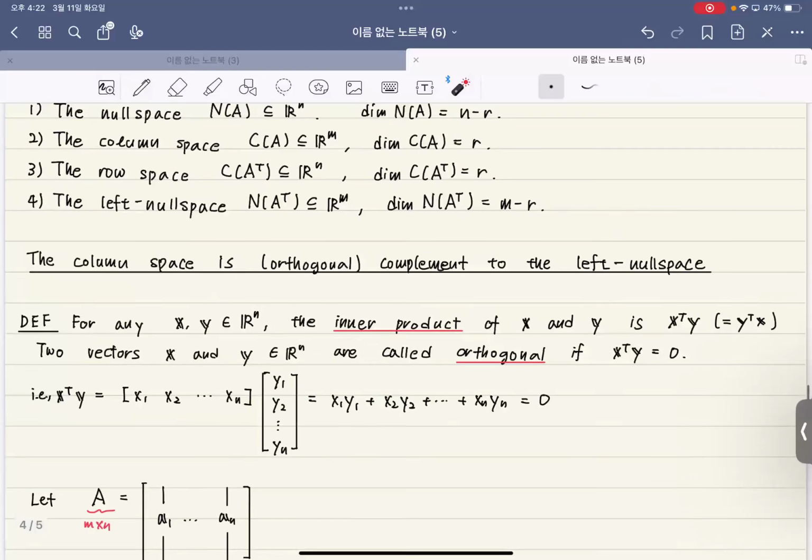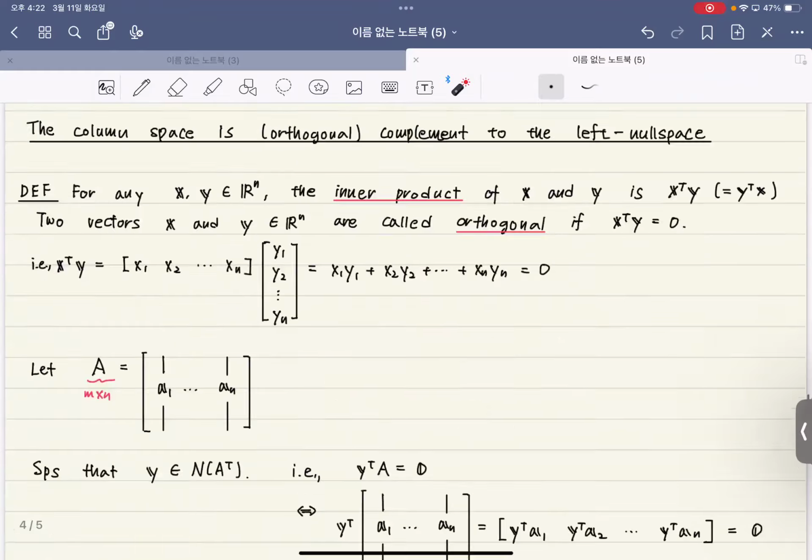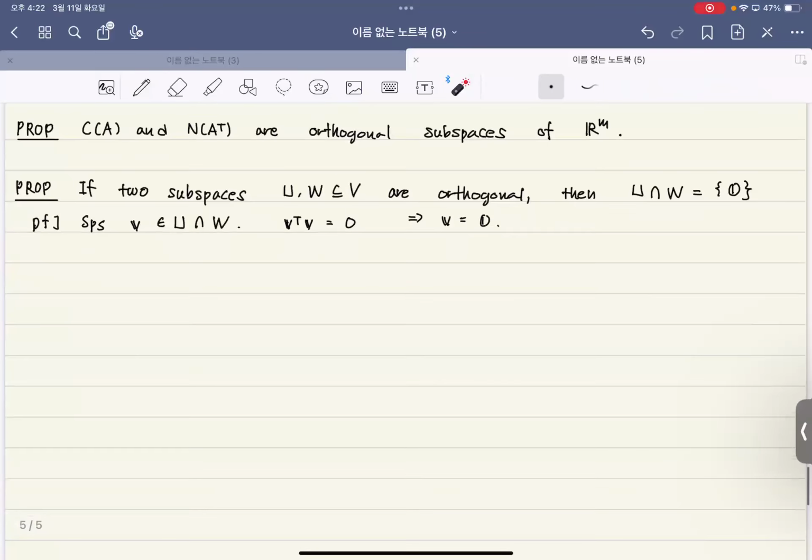So we somehow understand a part of the slogan. Column space is orthogonal to the left null space. By the way, what do I mean by they are complement to each other? Now it is time to explain the complementary subspaces. In order to do that, I want to talk about the dimensions of these two spaces.